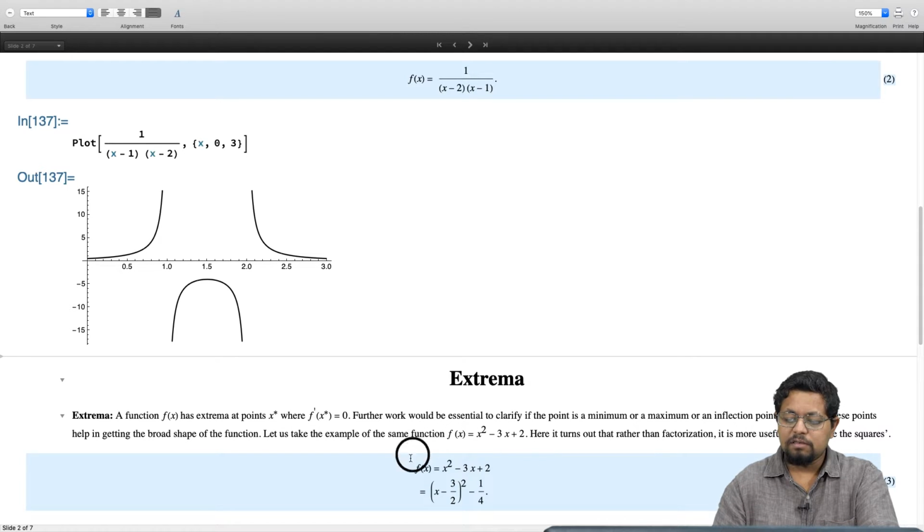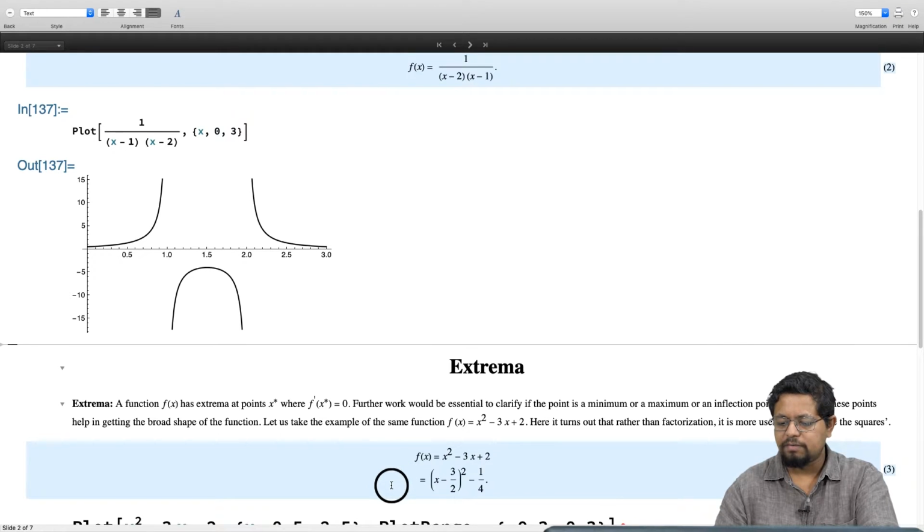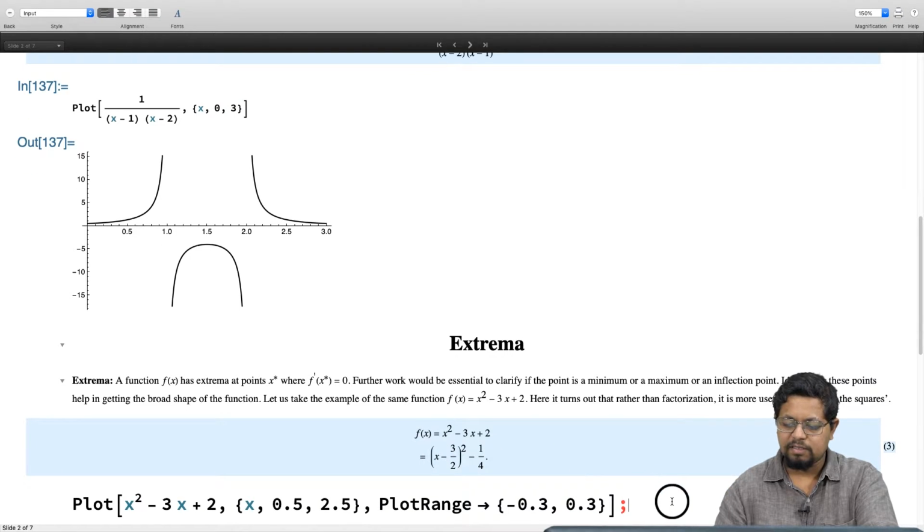In this case, let's take the same function again, f of x equal to x square minus 3x plus 2. This is the simple example. Let's understand where is the maximum or minimum for this function. At this point, it's actually useful to complete the squares rather than factorize f of x. When you complete the squares for this function, you see that f of x becomes x minus 3 by 2 whole square minus 1 by 4. Now this function becomes minimum when x goes to 3 by 2. Let's go ahead and plot it and verify this.